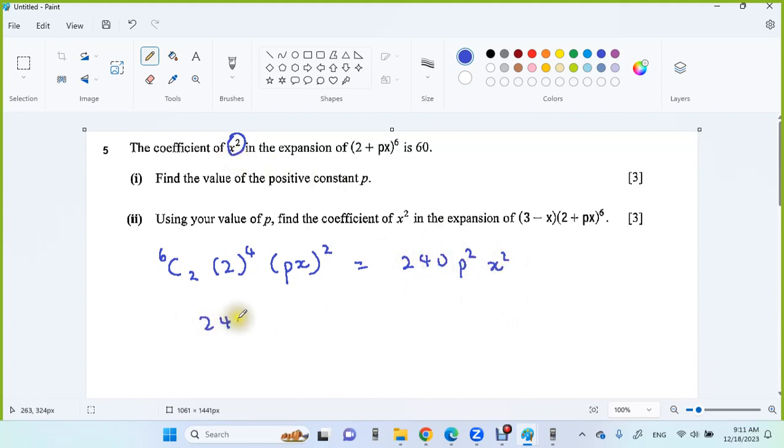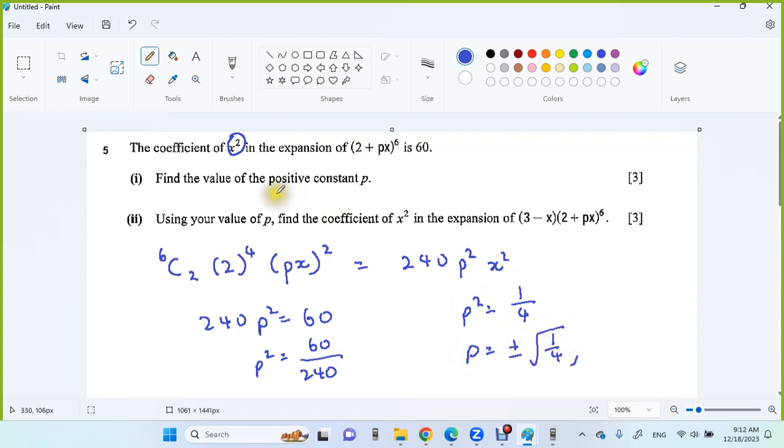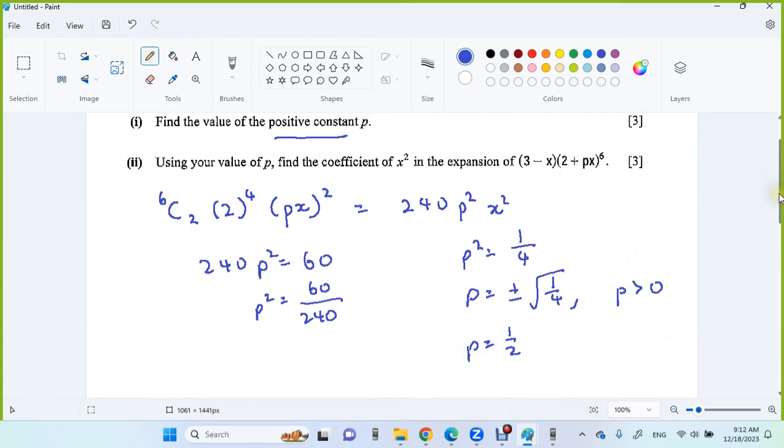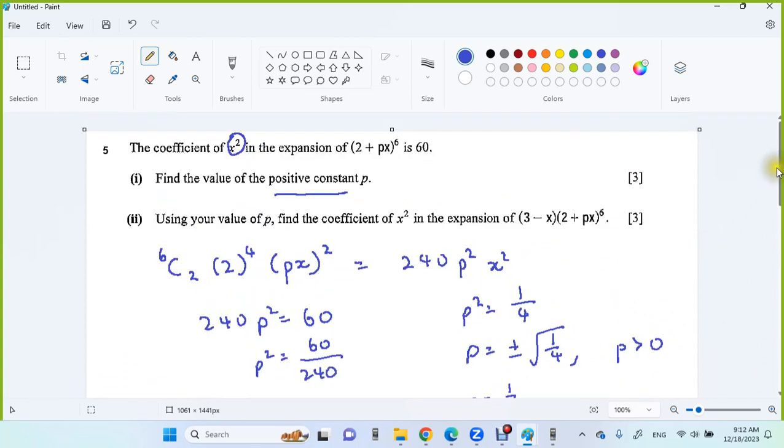So we have 240 p squared equal to 60. So p squared is equal to 60 over 240. So p squared equal to 1 over 4. So p equal to plus minus square root of 1 over 4. And they want the positive constant, that is p greater than 0. So p is 1 over 2.